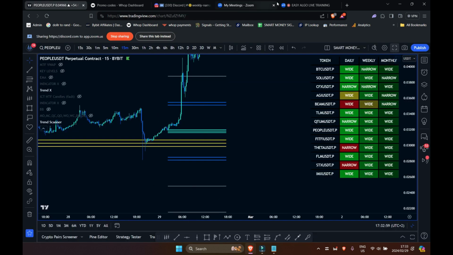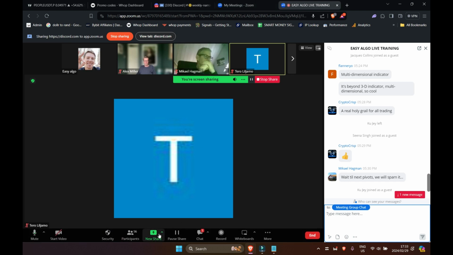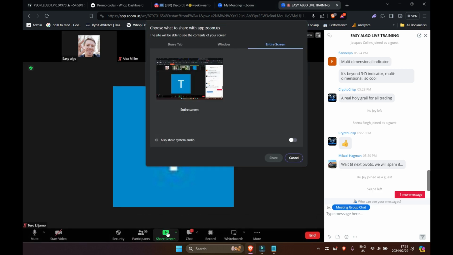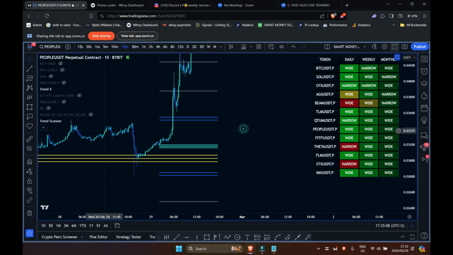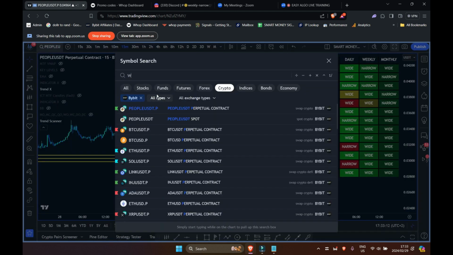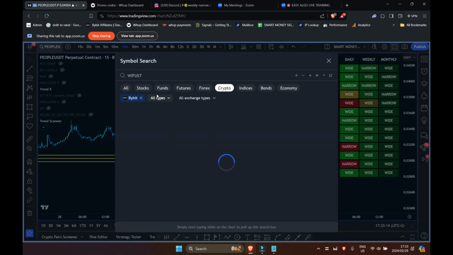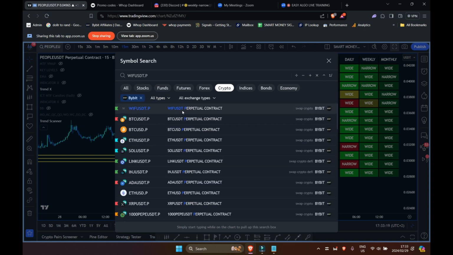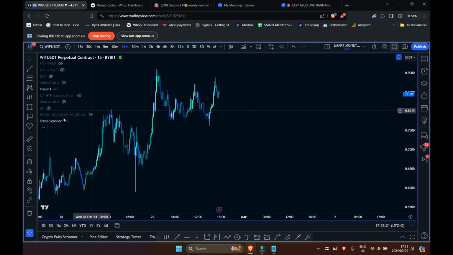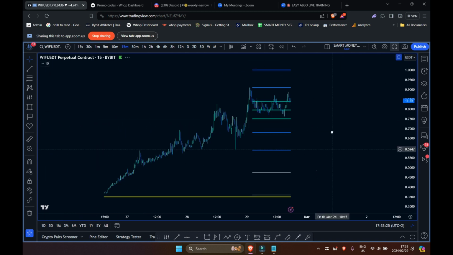Let me just update the screen sharing to my chart. Here we go. So then I came on here and I added WIF. I'll take the screen off for now. And there you can go.